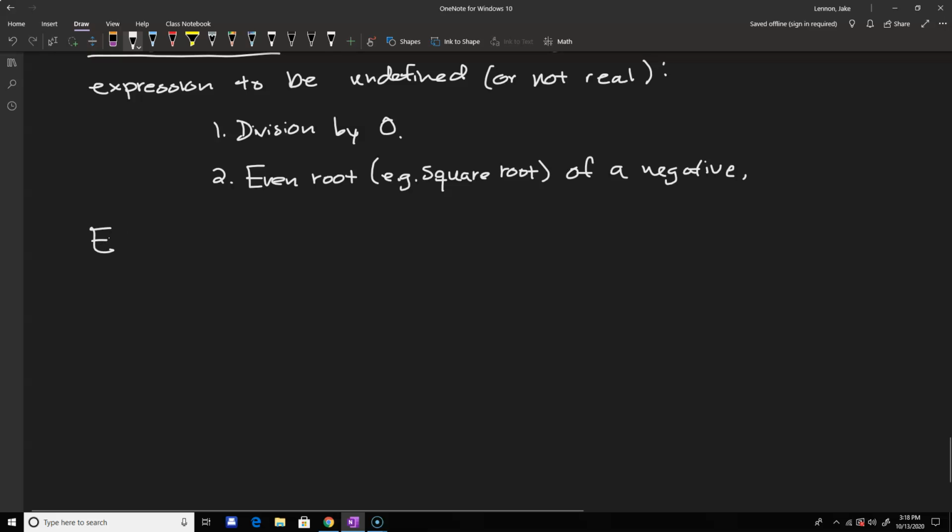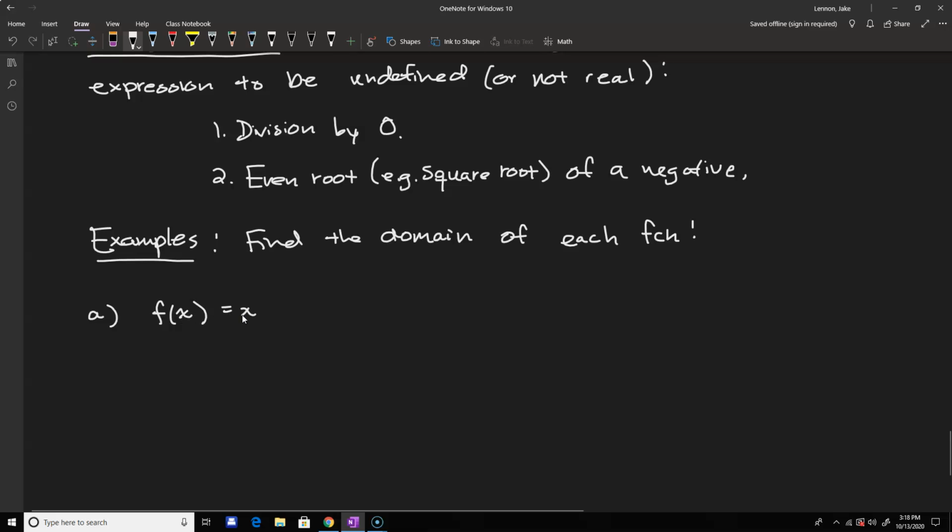So let's just do a few examples. We'll come back to these periodically as we encounter new functions. It's always interesting to ask what their domains are. But let's just do a few examples so you're kind of comfortable. So find the domain of each function. So let's say we have f of x equals x squared plus 5x. This is just a quadratic. There's no problems. We're not dividing by anything, not dividing by any variables, and we're not taking any roots. So the domain here is all real numbers.